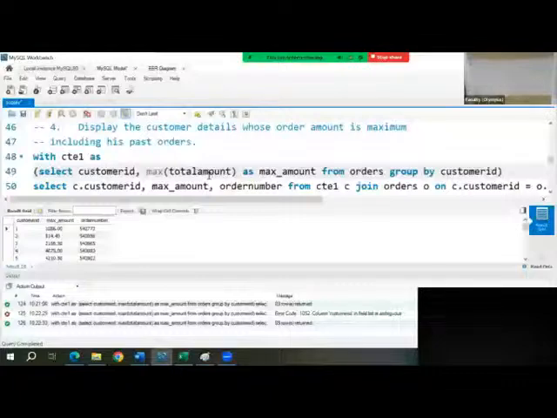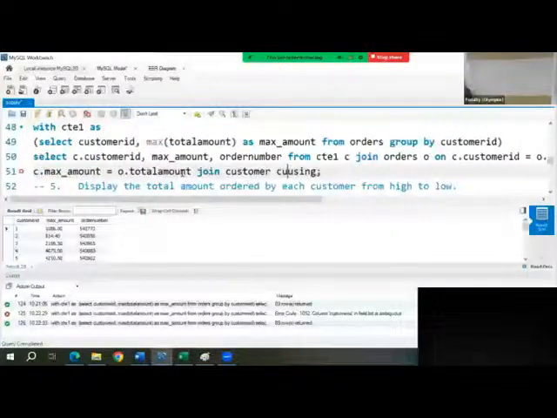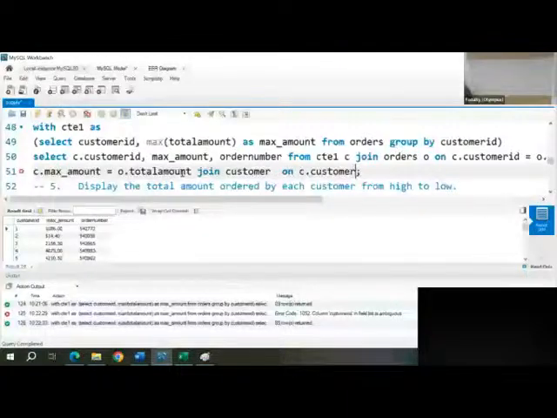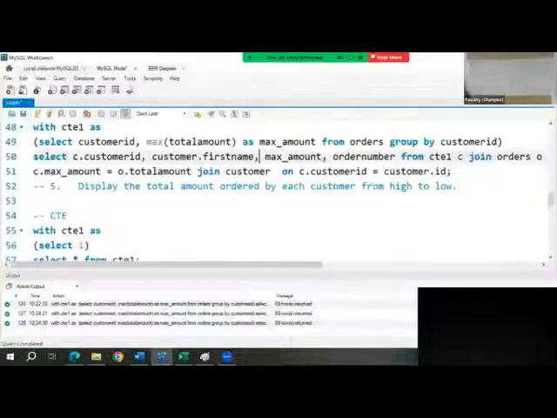Similarly, since they're asking for customer details, we can also get the customer details. Let's join customer using customer ID, or let's leave it as it is and just say on C dot customer ID is equal to customer dot ID. Then I can add some extra info. Okay, so I'm getting customer details as well as the order number.